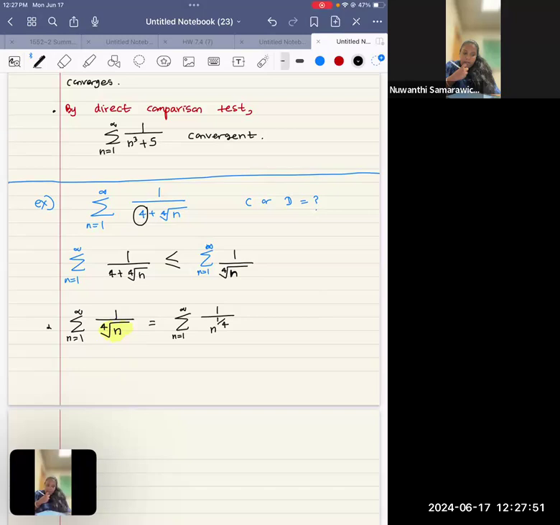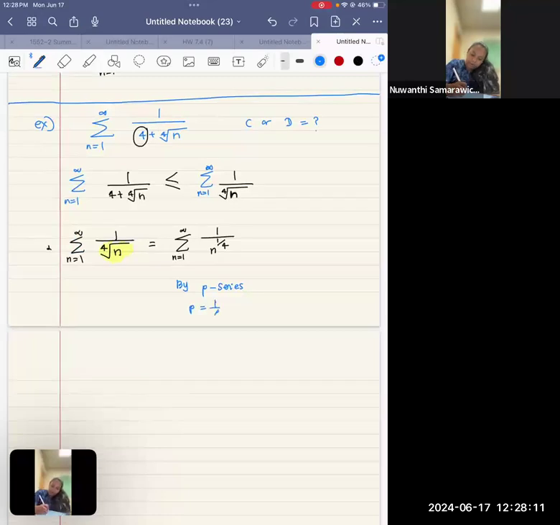P series. Yes, same idea we used in the previous one. By P series, what is our power? Here it's 1/4, which is less than 1. Then what can we say about this series? If it is less than 1, it is divergent. So by P series, we can say that this whole series is divergent.